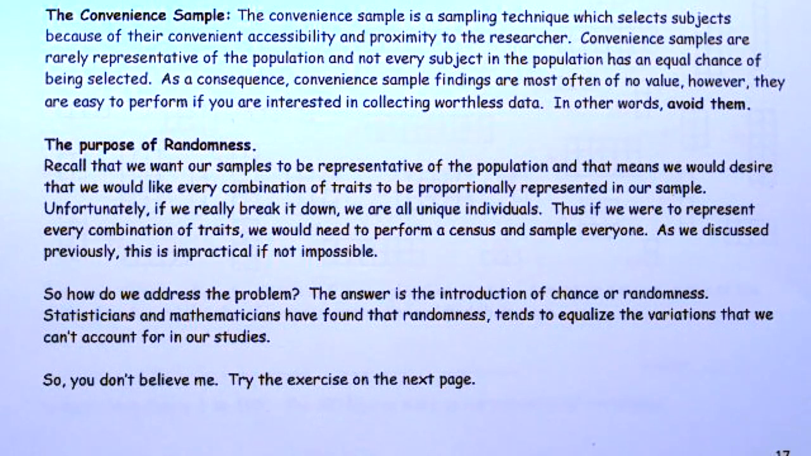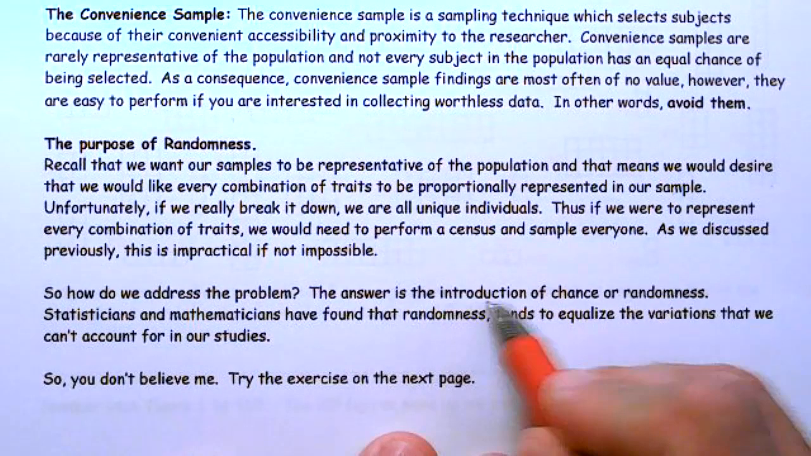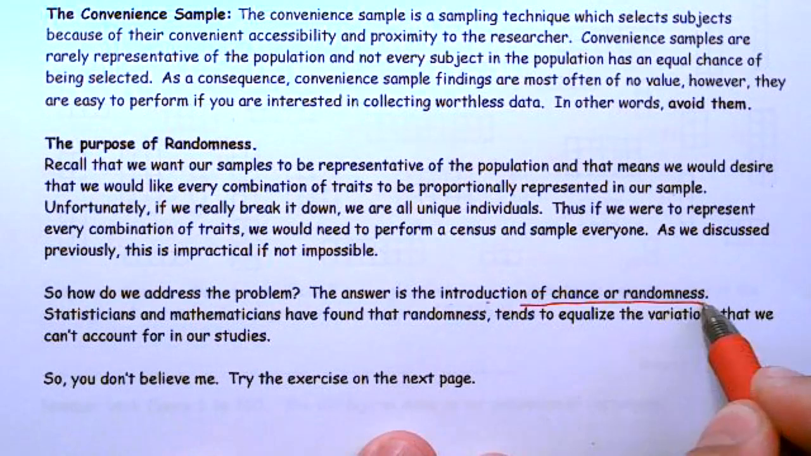Unfortunately, when we really break it down, we're all unique individuals. If you look around the classroom, there's not a single person like you. So it's impossible to perfectly represent the entire population without taking a census. And we discussed that that's already impractical, not going to happen. So we address this problem by the introduction of chance or randomness. So in our surveys, in our data collection, we need to introduce chance or randomness.